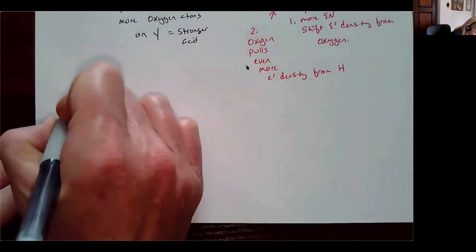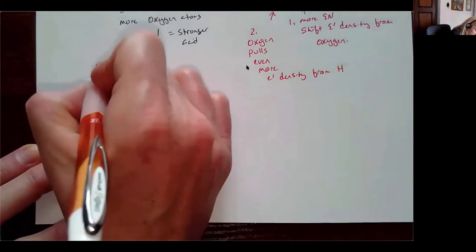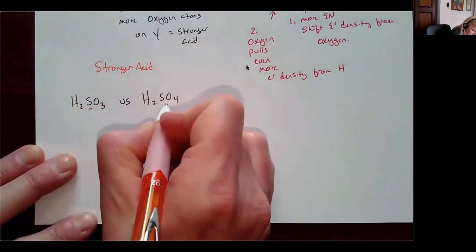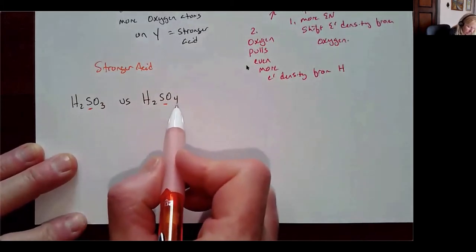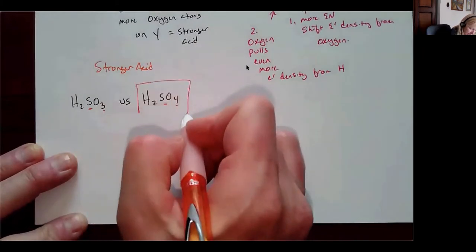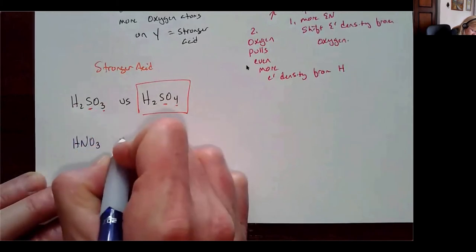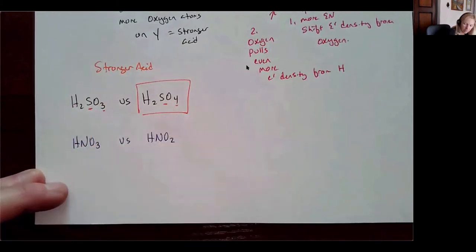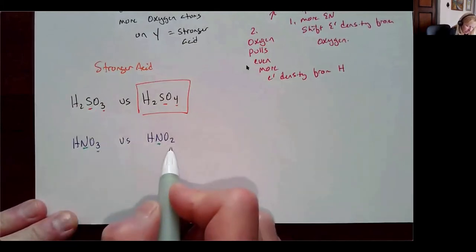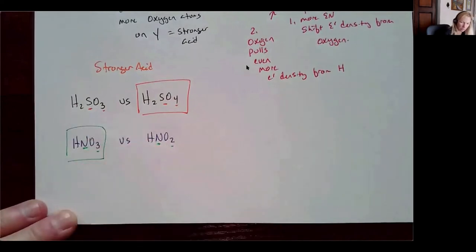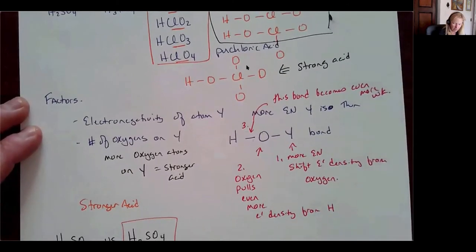Let's consider H2SO3 versus H2SO4. Which one is going to be the stronger acid? Well, S is the same for both, so my difference in electronegativity on atom Y is going to be the same, but this has 4 oxygens and this has 3, so this is going to be the stronger acid of those 2. If I look at HNO3 versus HNO2, nitrogen is the same, so my difference in electronegativity is going to be the same, but this has 3 oxygens, this has 2, so this is going to be my stronger acid here.